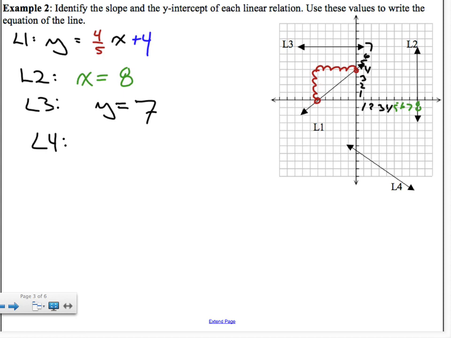Line 4. Oh boy, I want those tough. Is it a horizontal or vertical line? No. So we know we're going to have something as y is equal to something x. What does our y-intercept look like there? We have to do our best to guess. Negative 6.5, which is 13 over 2.